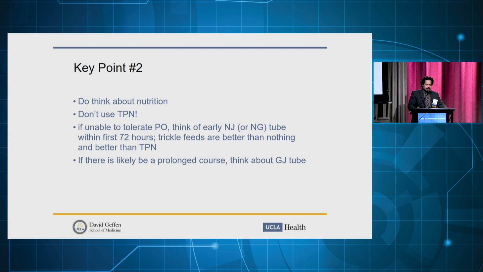And if it's likely that someone is going to be sick for a long time and unable to tolerate oral alimentation, particularly if an NJ tube is going to be there for a period of a couple weeks, a GJ tube is a perfectly valid means of providing nutrition. Once their course is completed in a few months, it comes out, no harm, no foul.